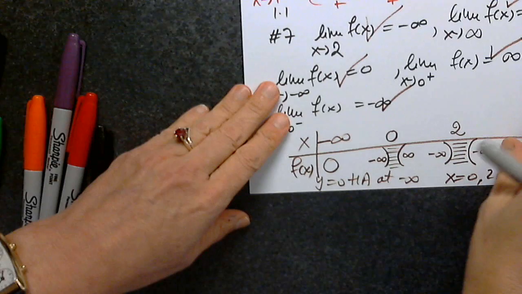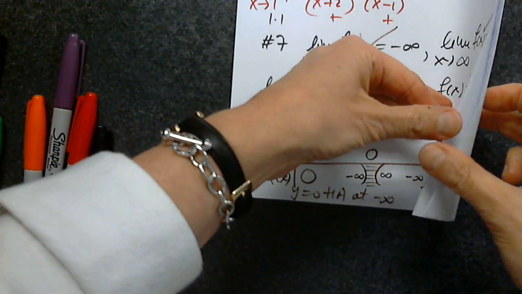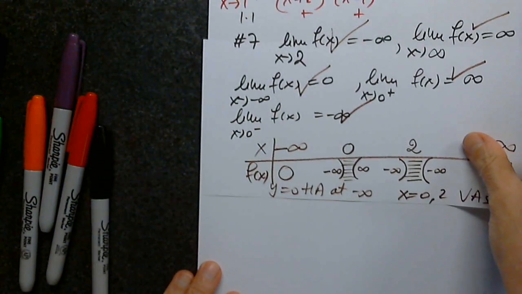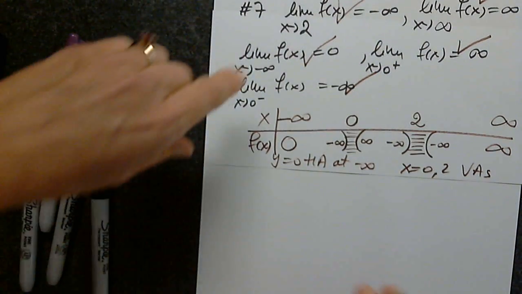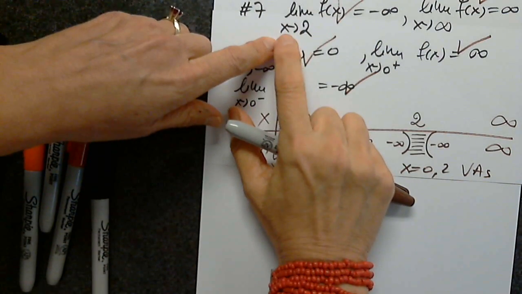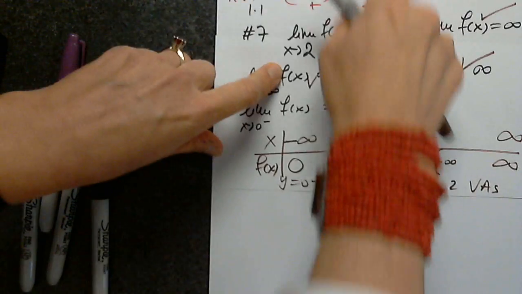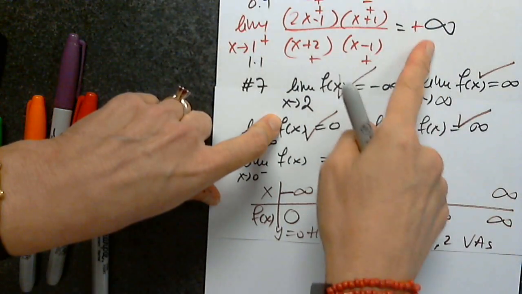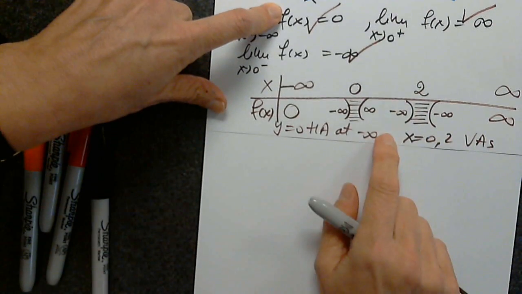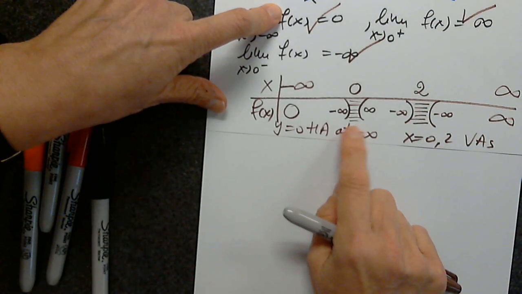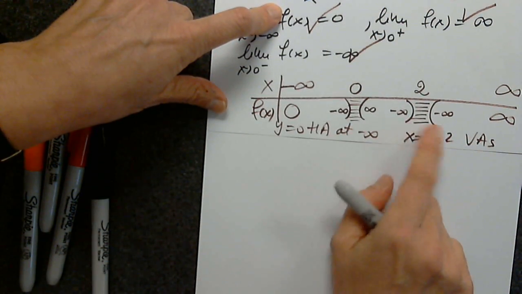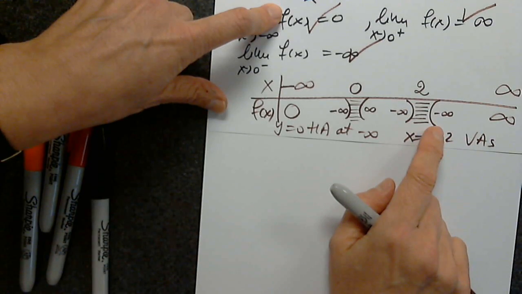Can you tell me why you know that they're vertical asymptotes? Okay. Limit of the function as x approaches 2 from either side is negative infinity. This will not happen unless there is a vertical asymptote. Right, because it's not going to 2. Yes, both sides negative infinity. So there must be a vertical asymptote.